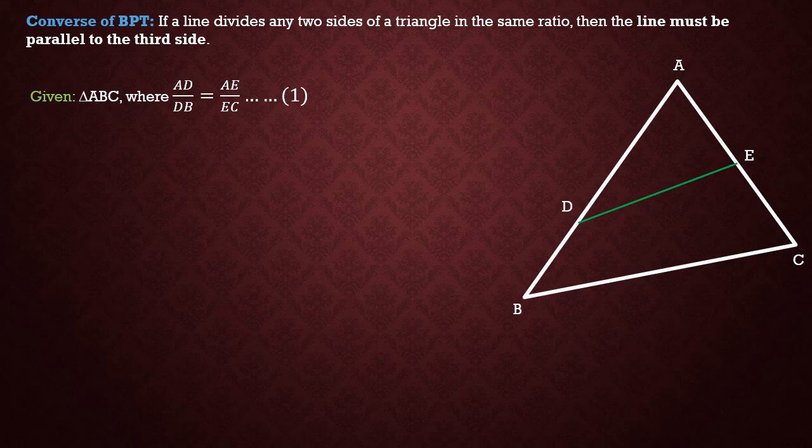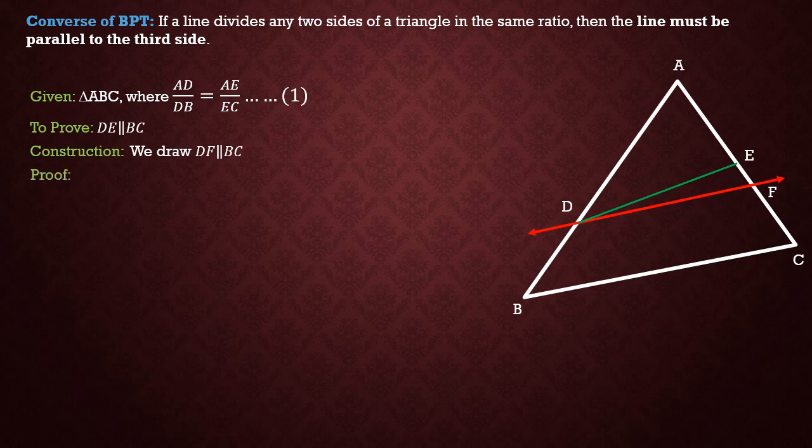So since we have not drawn it parallel, there must be a line which is parallel to BC passing through D. So we draw a line DF, which is parallel to BC. And we need to prove that this DE is parallel to BC. So this is our DF, which is cutting the line AC at F, and this DF is parallel to BC by construction. And we need to prove that this DE and DF are the same line, that is, they are coinciding.